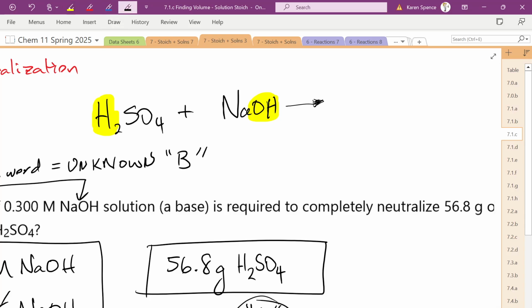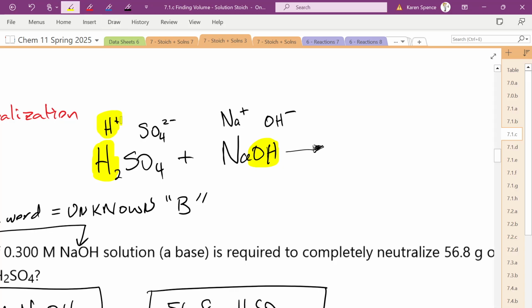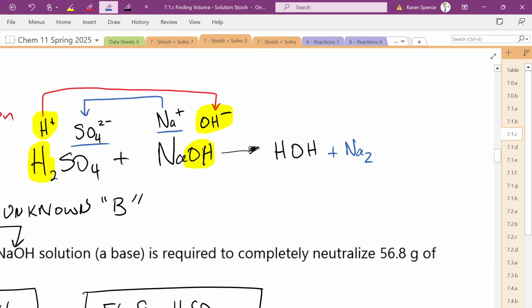So what we do is we say, okay, I've got H plus ions and I have SO4 ions. I have Na plus ions and I have OH minus ions. And just like in a double replacement reaction, I am going to take my outside ions, which are going to be positive and negative, and combine them. That's going to give me HOH, which is water, but I'm going to leave it that way for balancing purposes. And then I'm going to take my other positive and my other negative and combine them, making sure that the positive comes first and the negative comes second. So that's going to be Na2SO4, because we need two of them because there's only a one positive there.